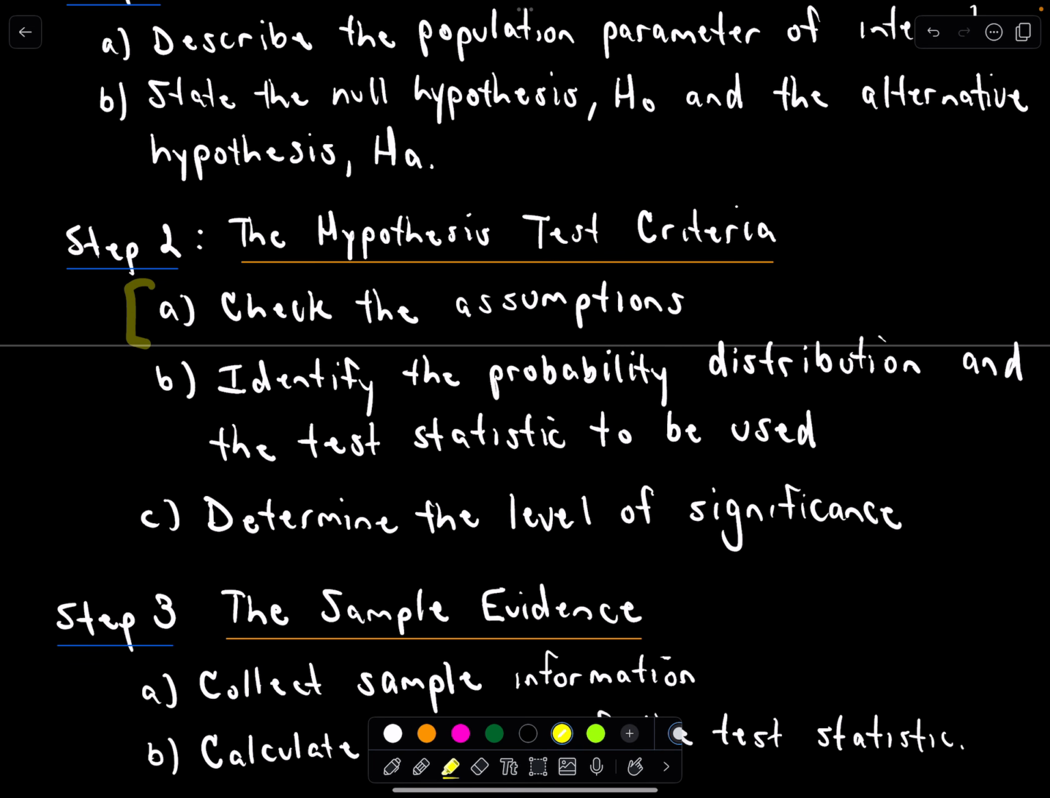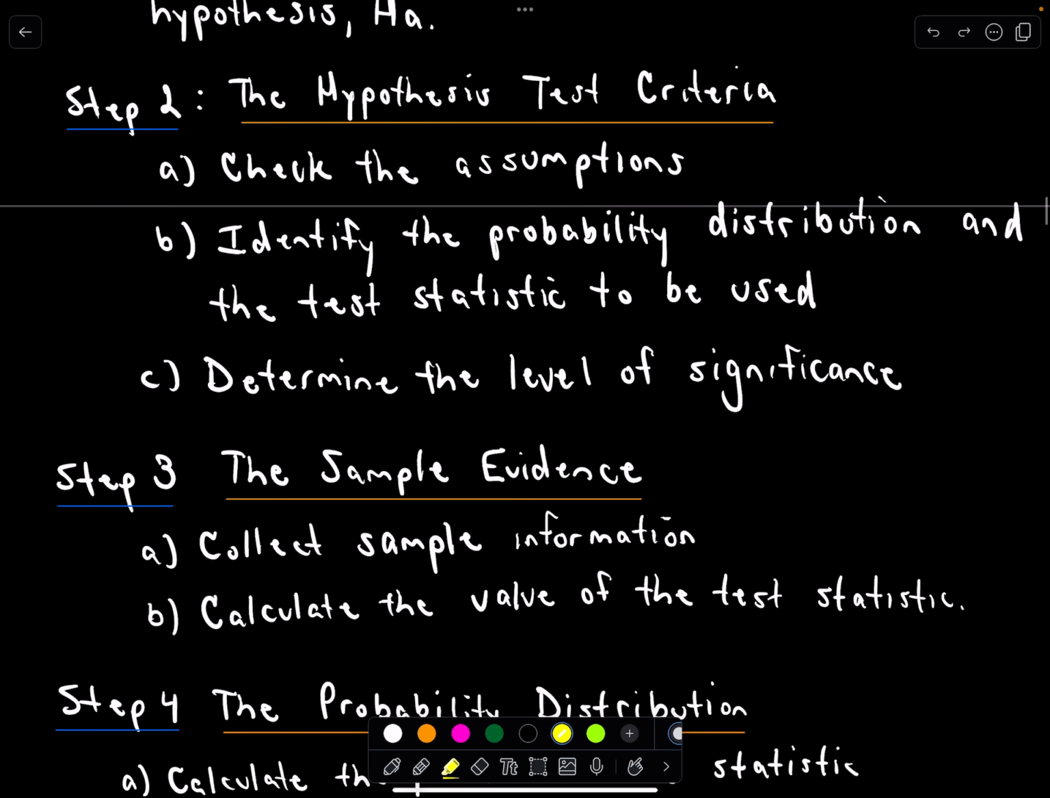And this is, again, something that's interesting about this hypothesis test. It's not strictly mechanical. There's going to be a lot of human interpretation and judgment in this, and this is something that's important. And again, I want to point this out. So we have to think about some assumptions. We've got to identify the probability distribution and the test statistic to be used. And then we're going to determine this level of significance.